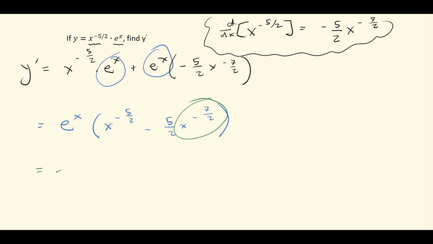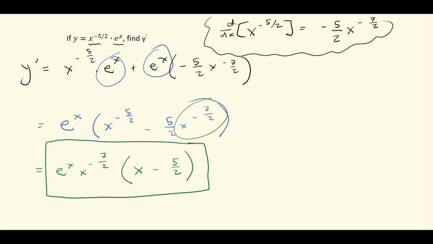So we get e to the x times x to the negative 7 over 2 times, when we factor out an x to the negative 7 halves from x to the negative 5 halves, what we're doing is we're basically adding 7 over 2. And doing that will give us x to the 2 over 2 power, which is just x to the first, which is just x, minus, when we factor out an x to the negative 7 over 2, we just get this coefficient, so we just get 5 over 2. So this is the derivative once we simplified it.